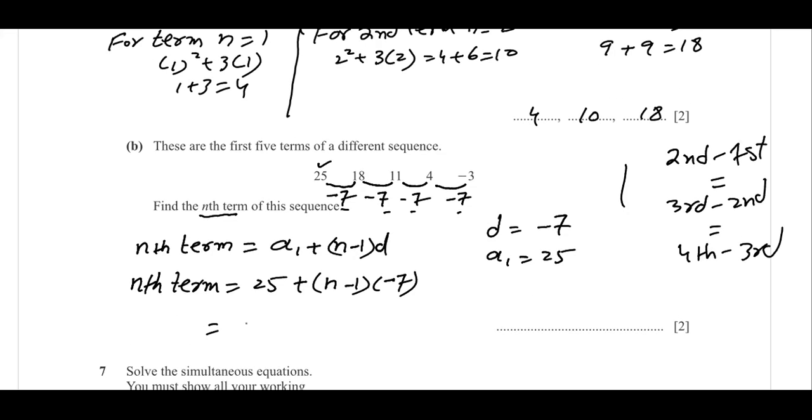It will become 25, this minus 7n, this minus and minus will become plus 7. Now 25 plus 7, what will it be? 32. So 32 minus 7n, that will be the formula for the nth term of this sequence. Okay, this was an arithmetic sequence.